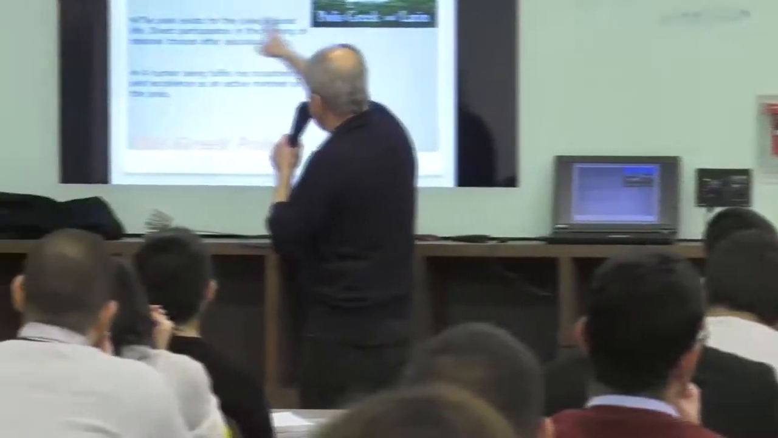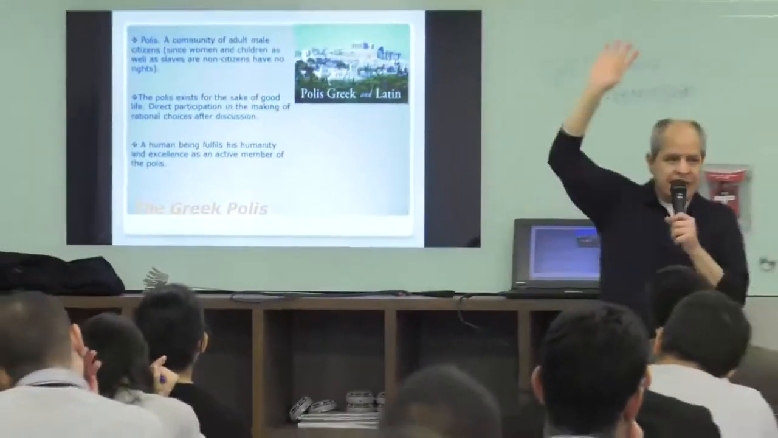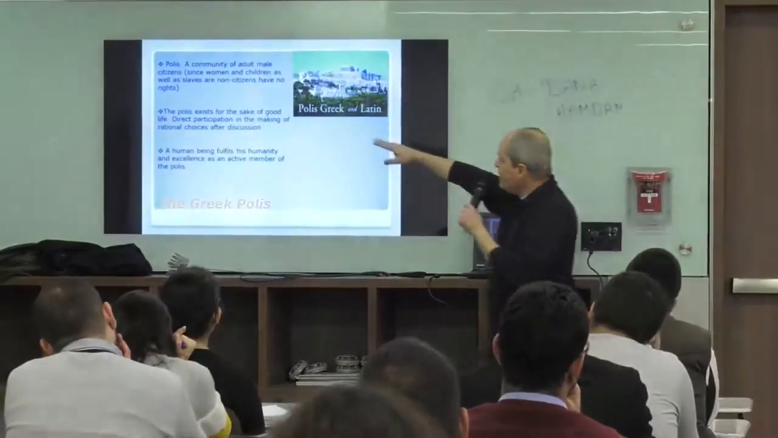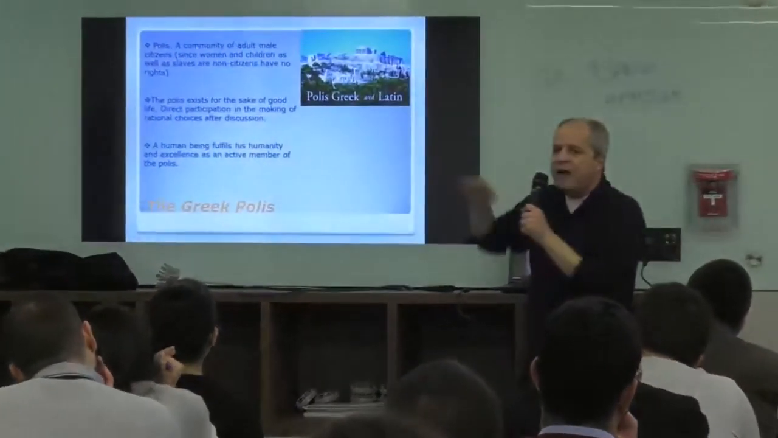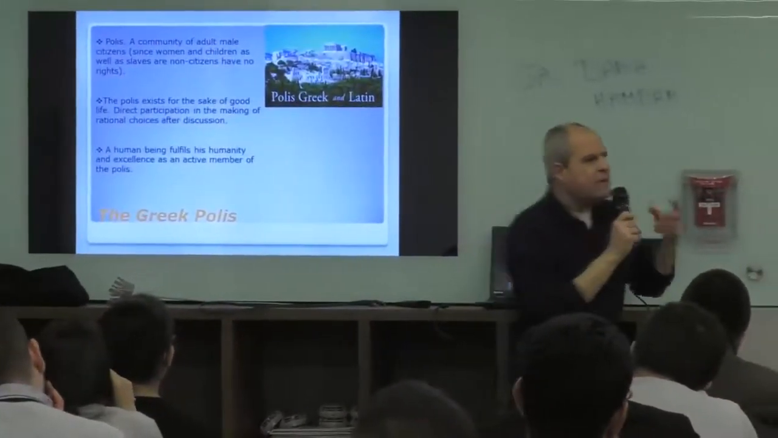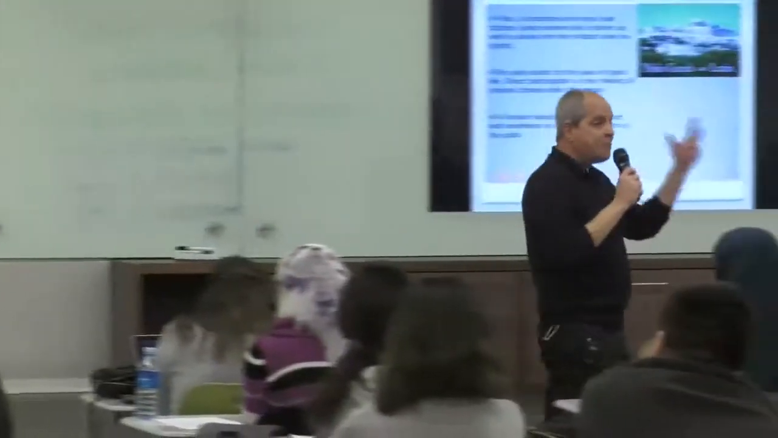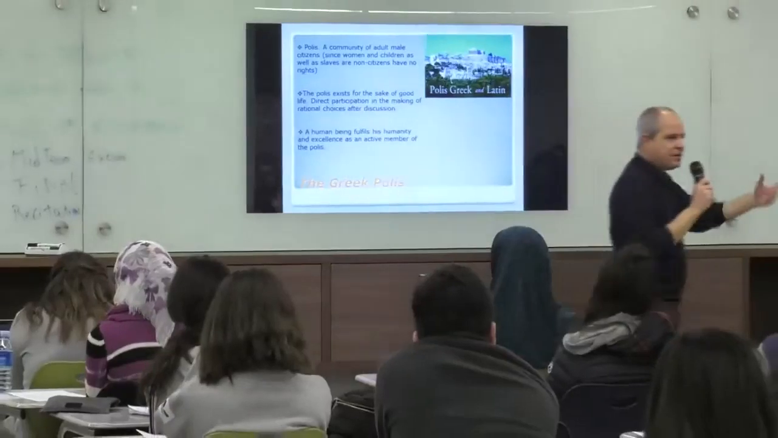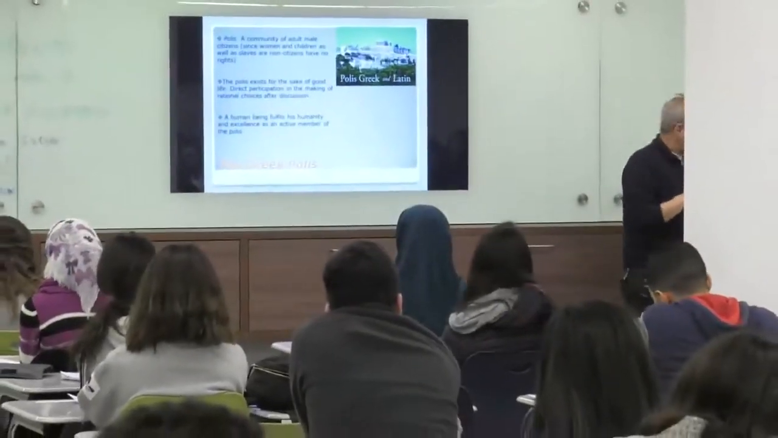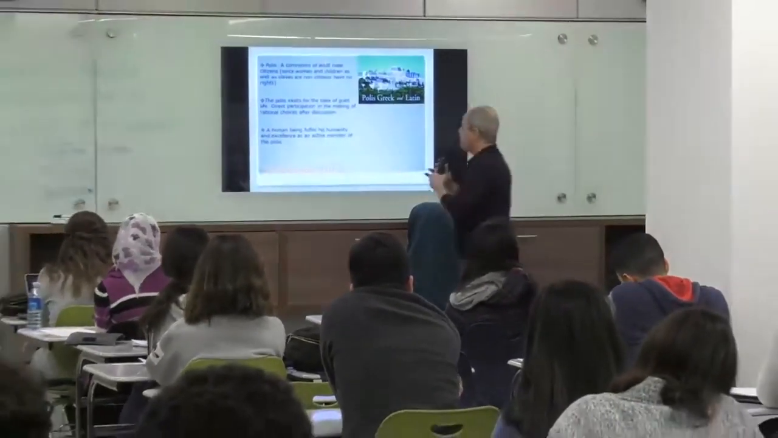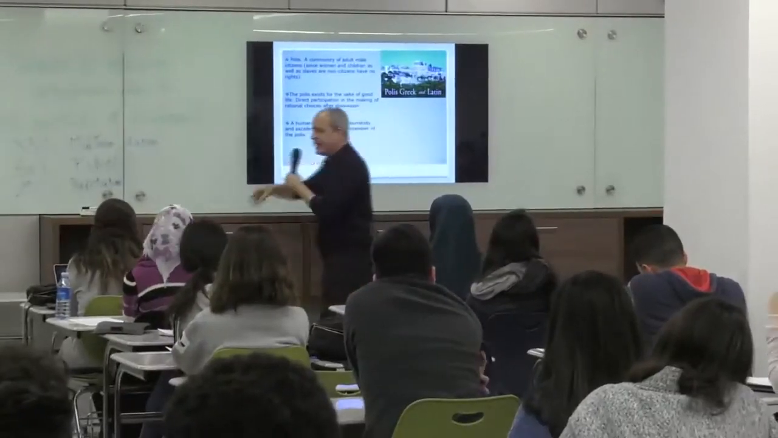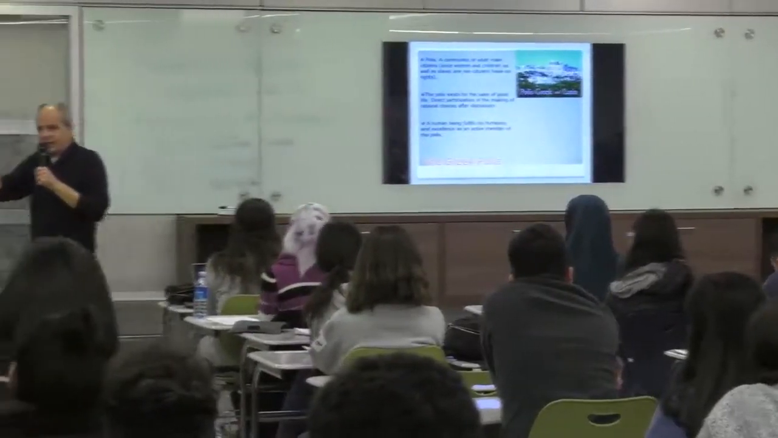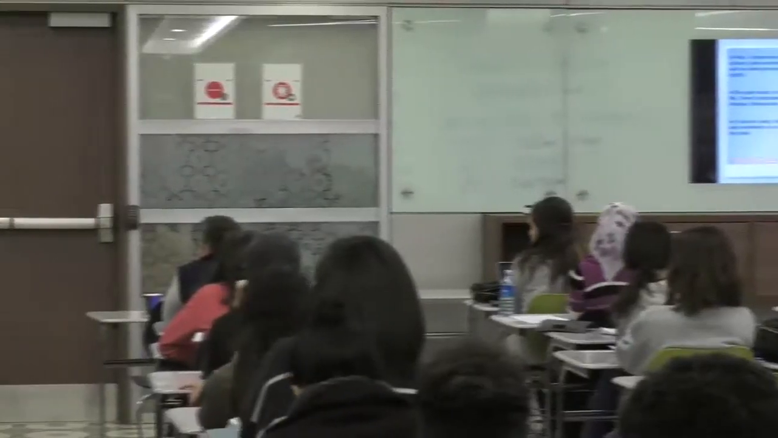So a polis is a community of adult male citizens, no women and children. The polis exists for the sake of the good life. Again, a human being, in order to live your humanity, the best of your humanity, you should live in a polis. You should live in a city-state. Part and member in a city-state, social interaction with your group, with your people, but according to certain laws. So a human being fulfills his humanity. I'm not saying her humanity, because women and children don't belong to the polis.